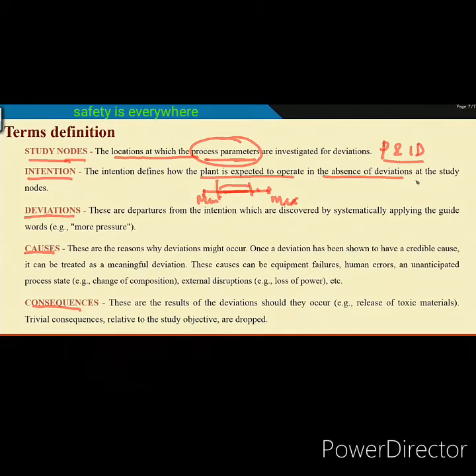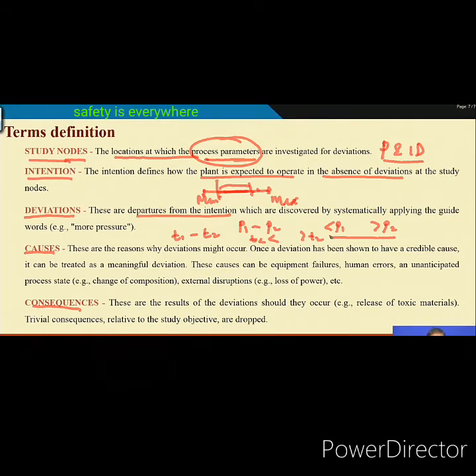Then what is deviation? Deviation is departure from the design intention. That means your pressure should be P1 to P2, but if it is less than P1, that is also a deviation, and greater than P2, that is also a deviation. You should run a pump, suppose, for T1 to T2 time; if you run it less than T1, that is also a deviation, and greater than T2, that is also a deviation. Sometimes deviation can be one sided also.